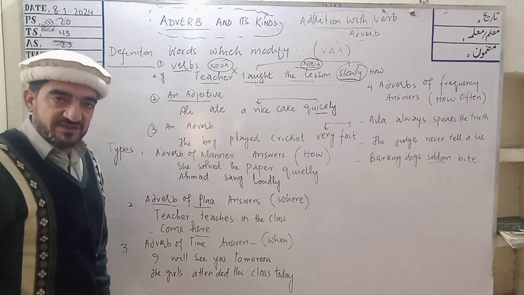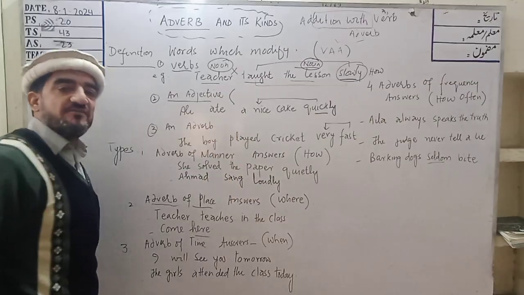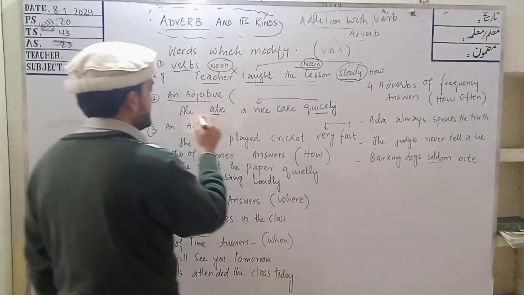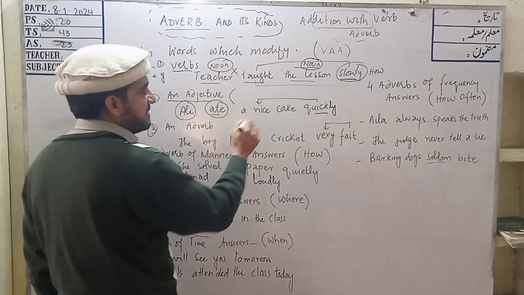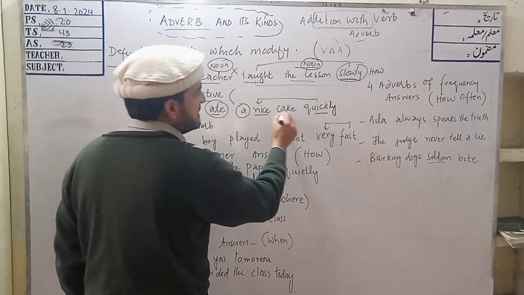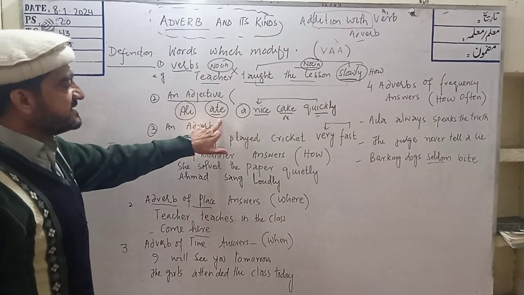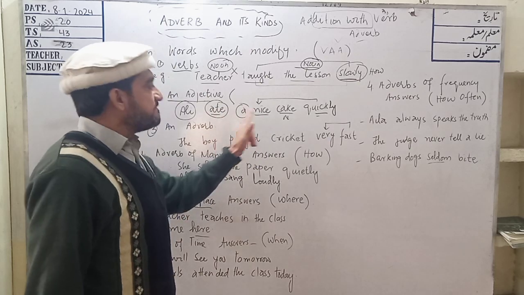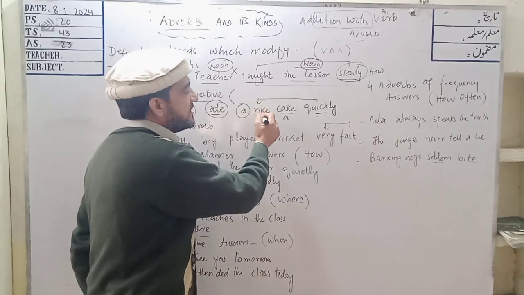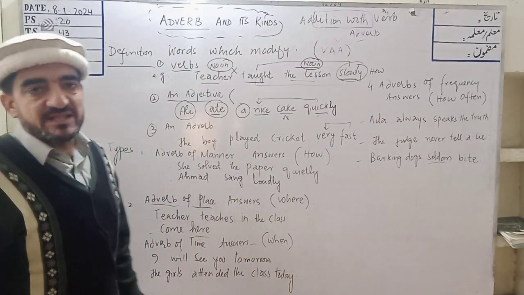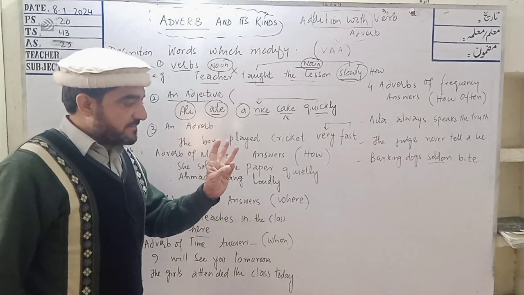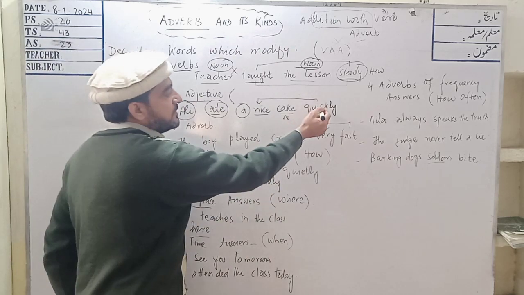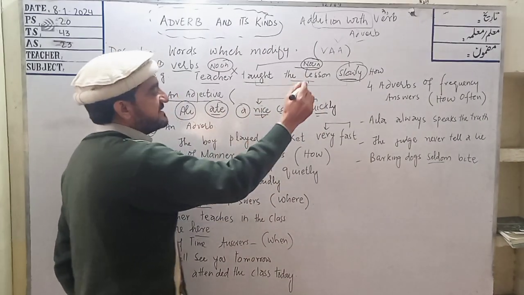Adverb can also modify adjective as well. Adjective, you know that those words which modify noun. Example is Ali ate a nice cake quickly. Ali is noun, ate is verb, nice is adjective, a is article, cake is noun, and quickly. Here you can see that we have the verb in the sentence, but instead of qualifying verb, it qualifies this adjective, because this adjective is lying close to the adverb. So it is said that the word out of verb, adjective, or another adverb which lies close to it, it qualifies that. So quickly is modifying, not ate, but nice, and nice is adjective.